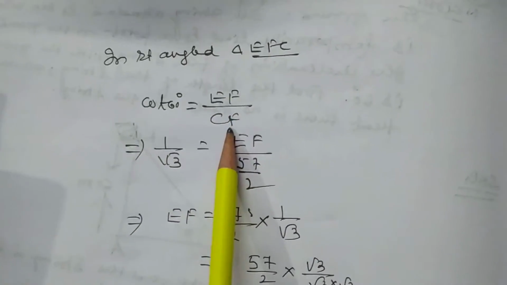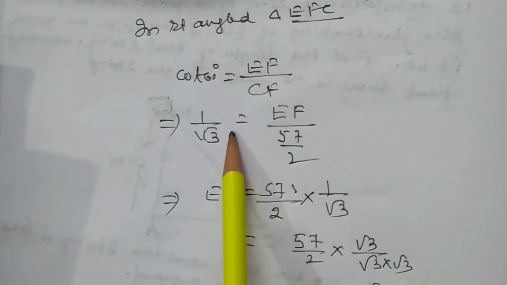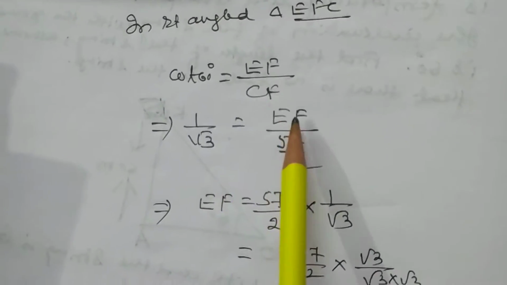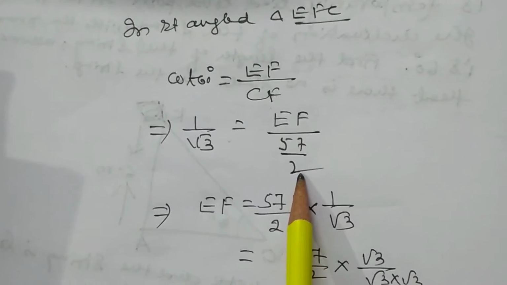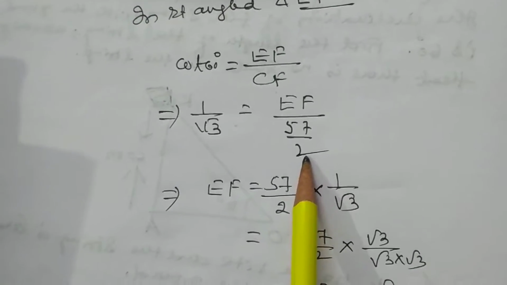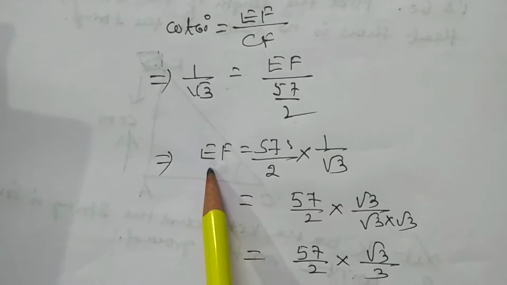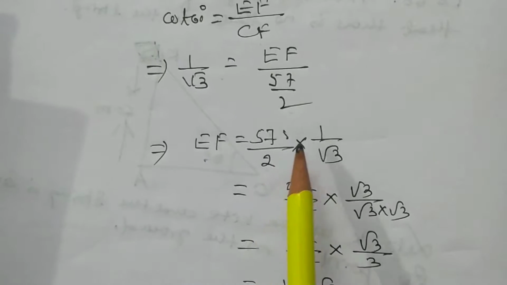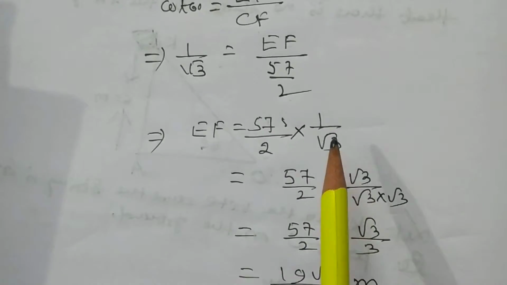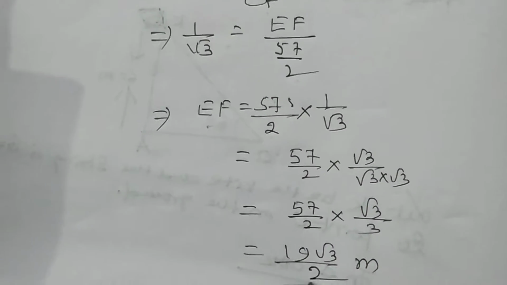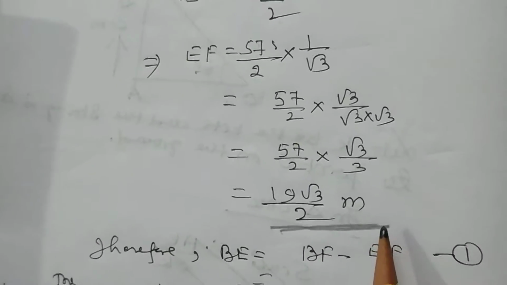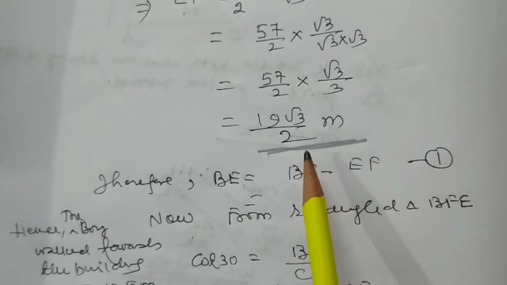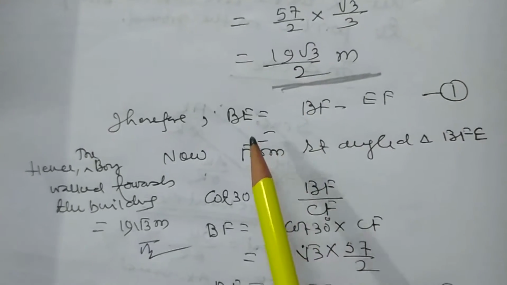Cot 60 degree is equal to EF by CF. The value of cot 60 is 1 by root 3. And CF is equal to 57 by 2, we have already determined. Now EF is equal to 57 by 2 into 1 by root 3. So my dear student, in this way, after simplification, the value of EF is 19 root 3 by 2 meter.